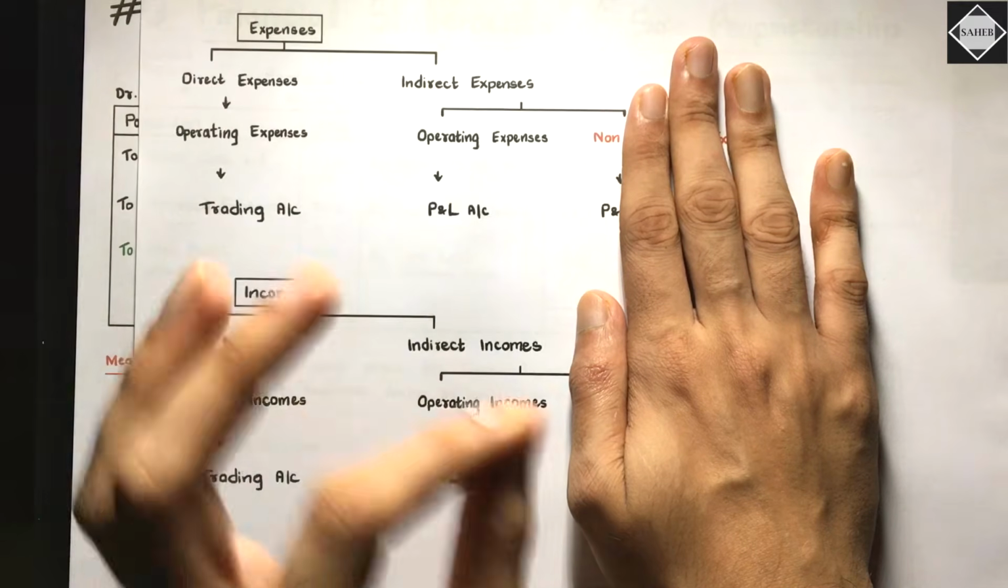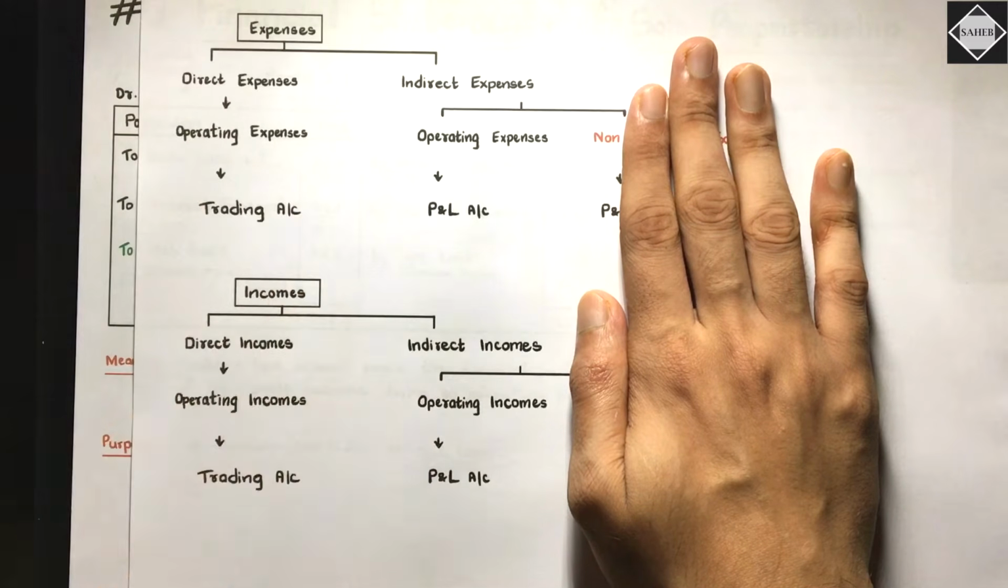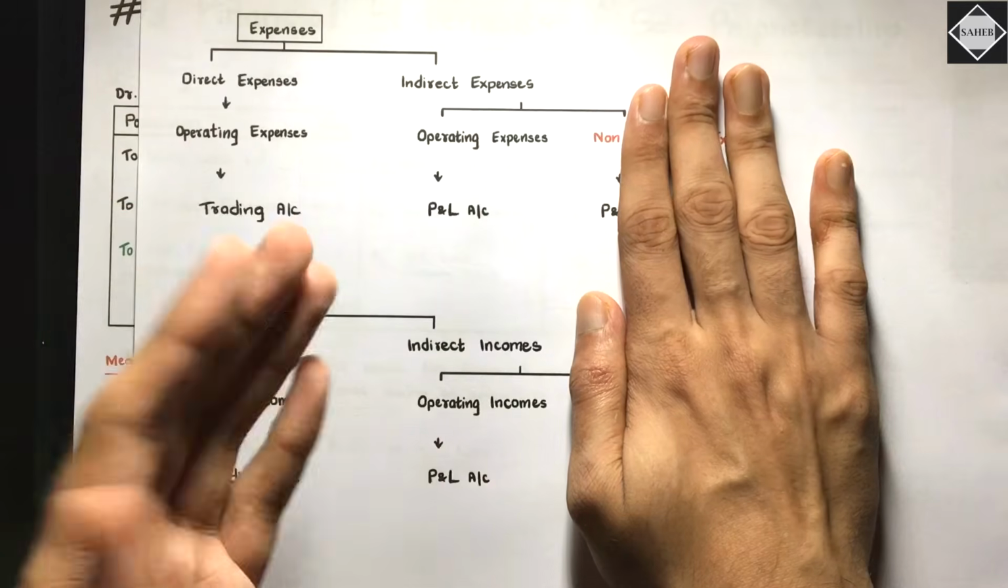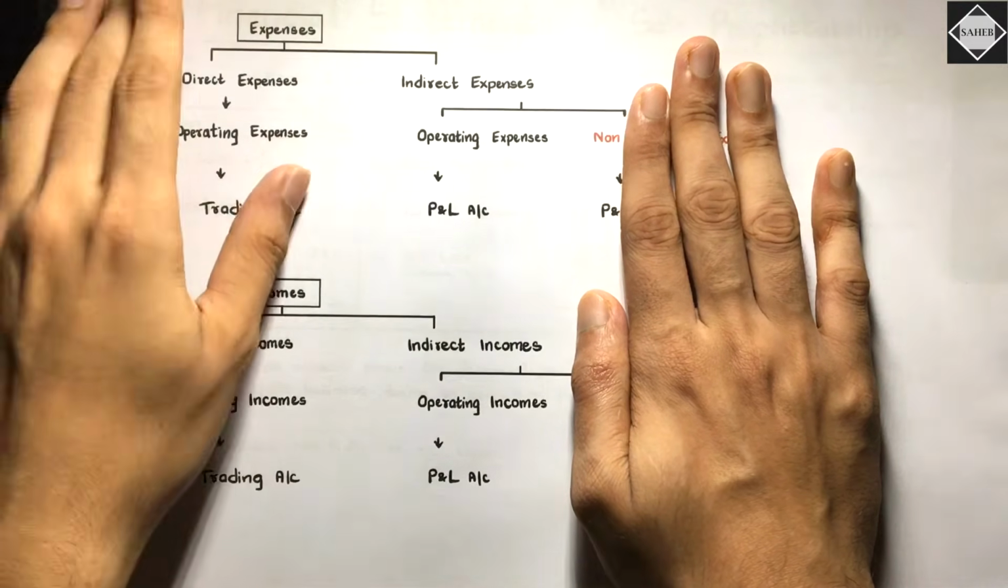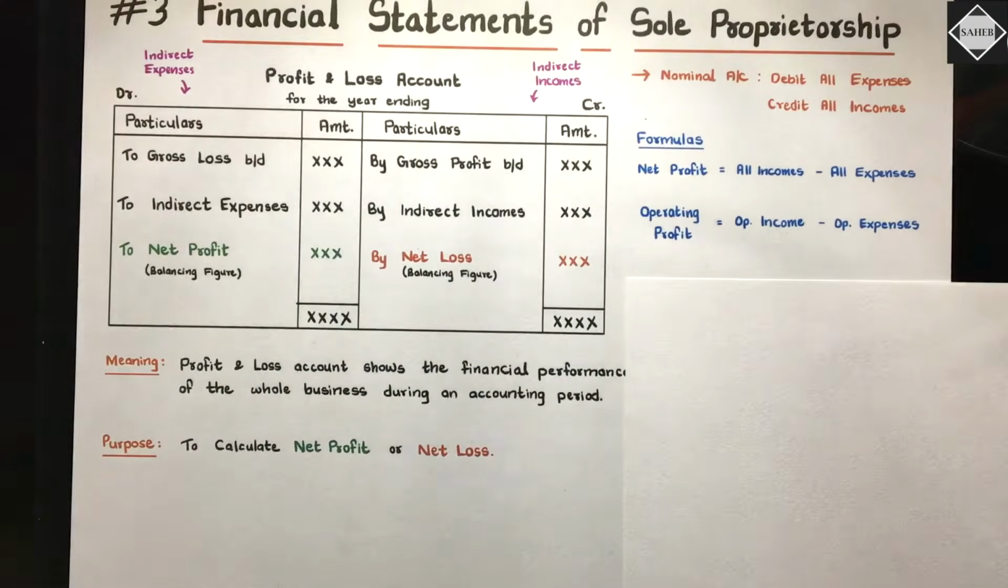Yeah, not just buying and selling, not the trading account. From the entire operation of the business, what is your profit or loss? That's what you will get to know. Is it clear? The concept of operating profit is clear, isn't it?